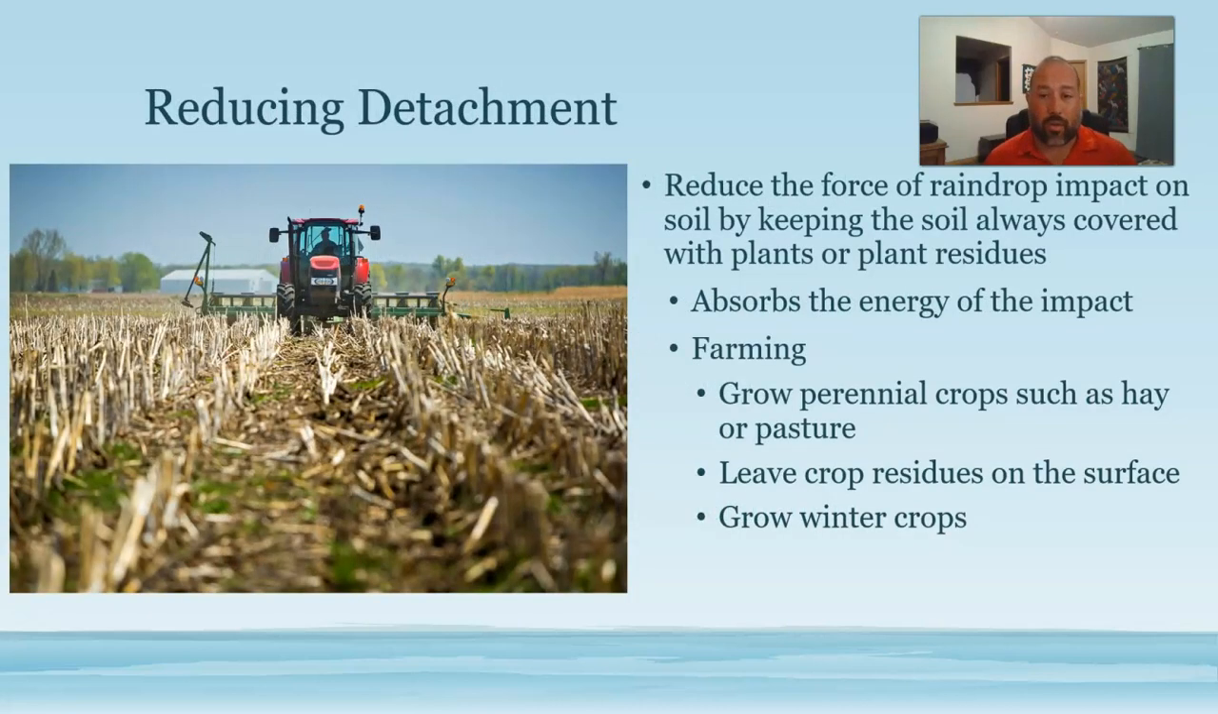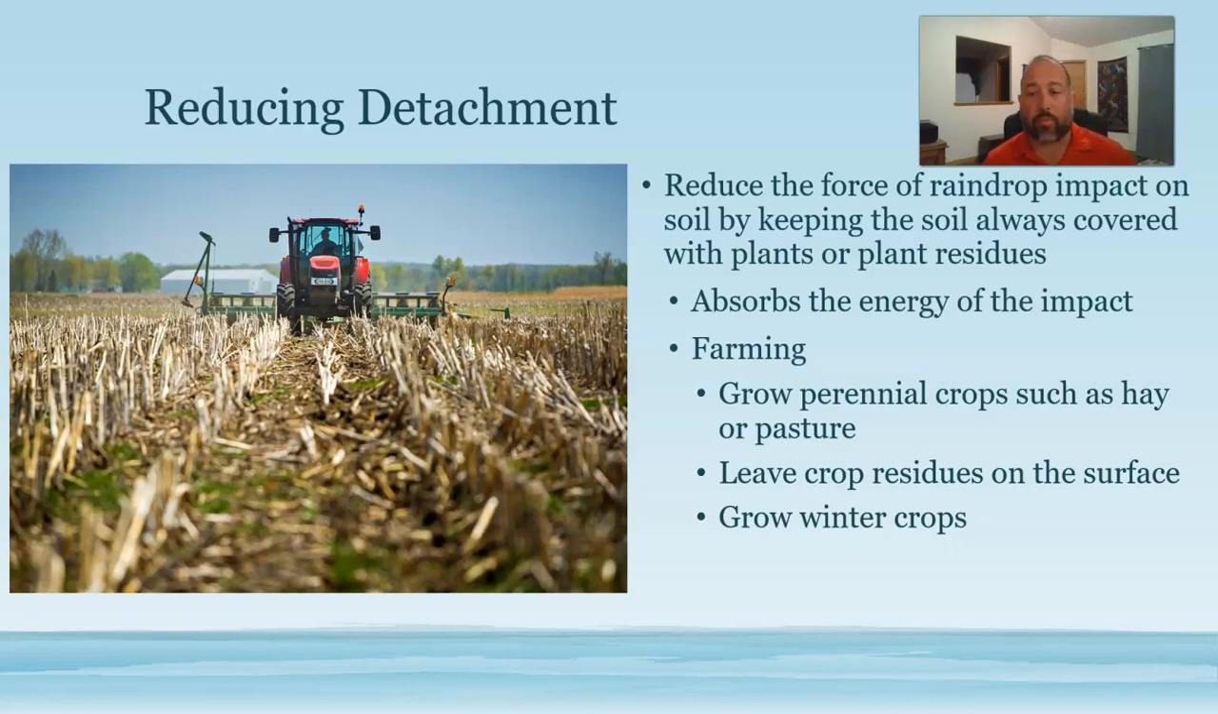And so one of the things we can think about is, how do we reduce detachment? One of the biggest ways to reduce detachment and keep our soil in the spot where it's supposed to be is to reduce the force of raindrop impact on the soil. And you can do that by keeping the soil always covered with plants or plant residues, because those are going to absorb the energy of the impact. And so in farming, how do we make this happen?